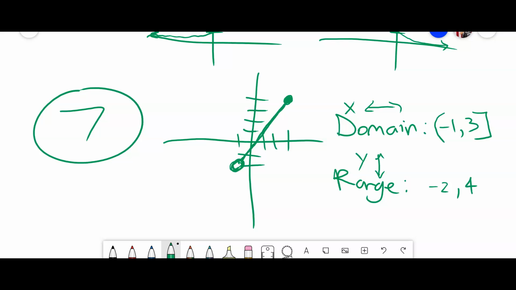So let's see, the bottom value we started with, -2, was open, so that's parentheses. The top value was shaded in, that is brackets, okay? So that's a reminder on how to do interval notation. Open is parentheses, shaded in is brackets.